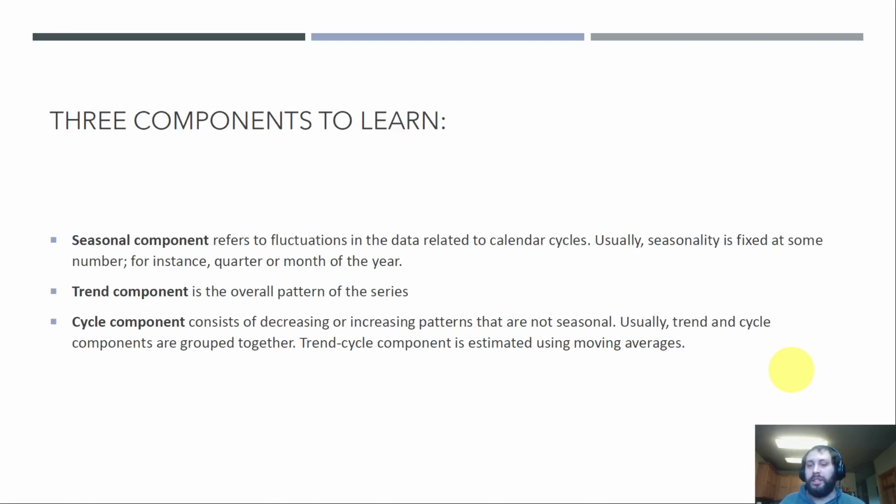The trend component is the overall pattern of the series, and then the cycle component consists of decreasing and increasing patterns that are not seasonal. Usually trend and cycle components are grouped together, but the trend cycle component is estimated using moving averages.